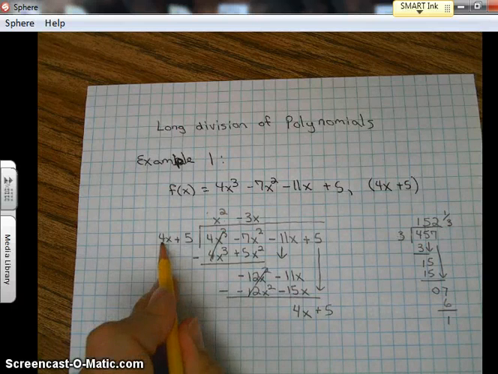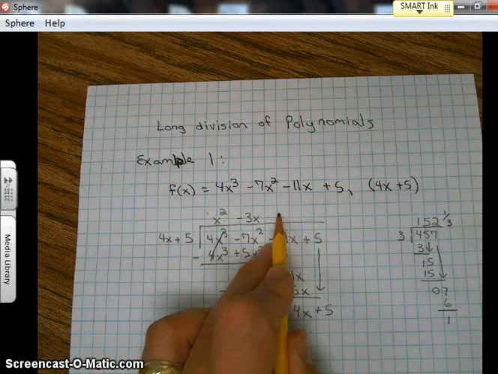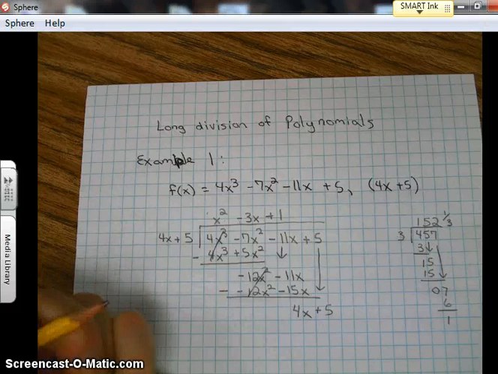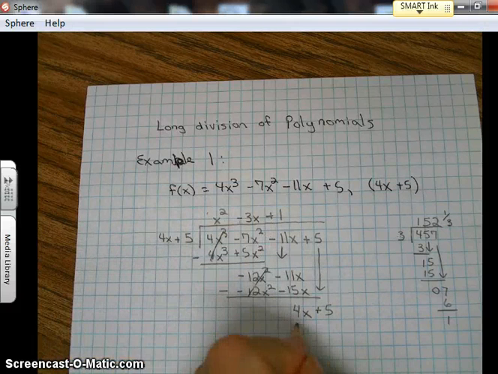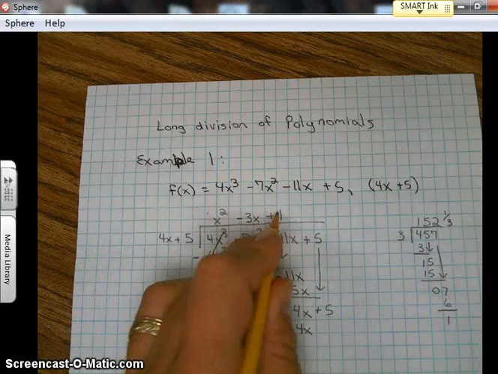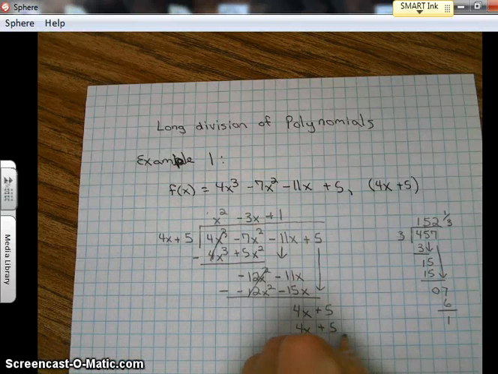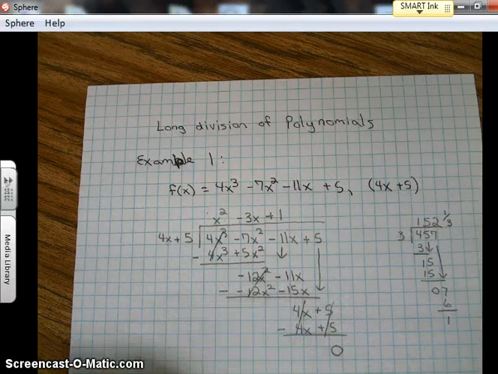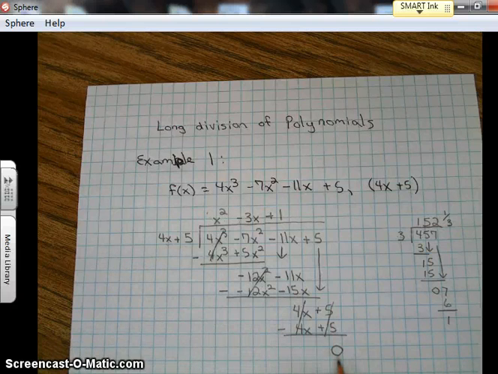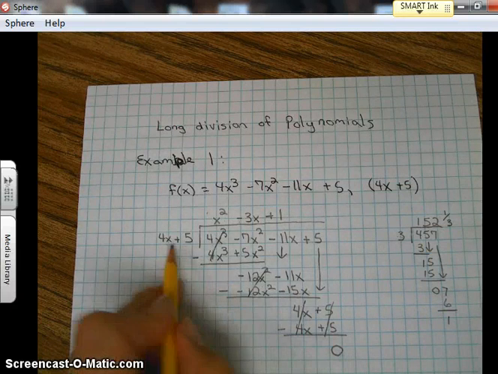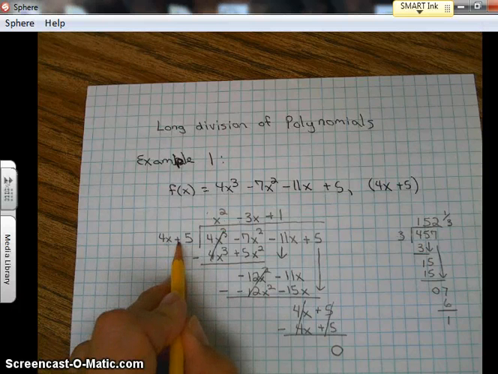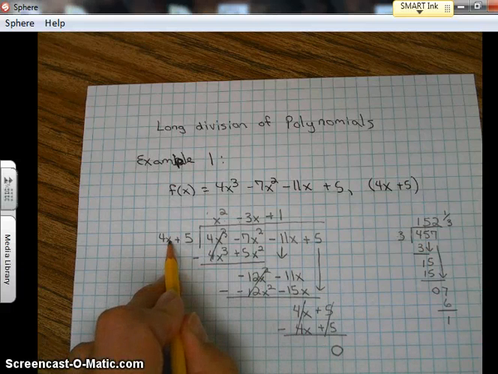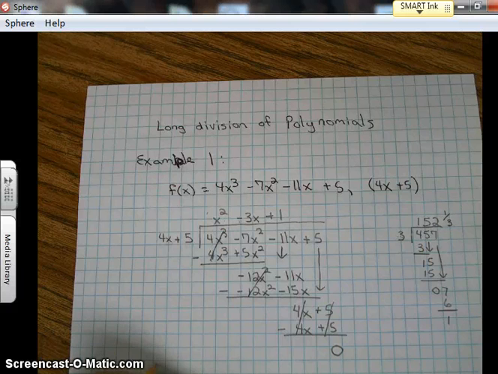Okay, so 4x times what will give us 4x? Well, that's just going to be positive 1, so we put plus. So 4x times 1 is 4x, and then 5 times 1 is 5. Subtract, cancels, cancels, so our remainder is 0. What that tells us when we have a remainder of 0 is that this 4x plus 5 goes into this polynomial evenly. That means that 4x plus 5 is a factor.